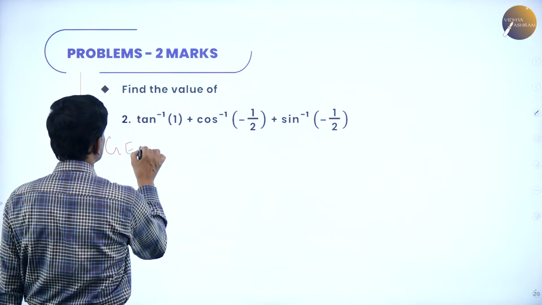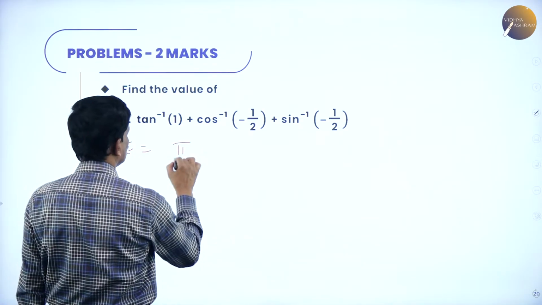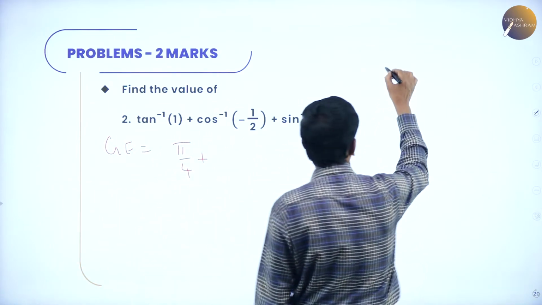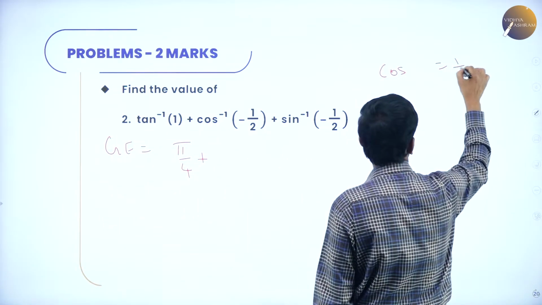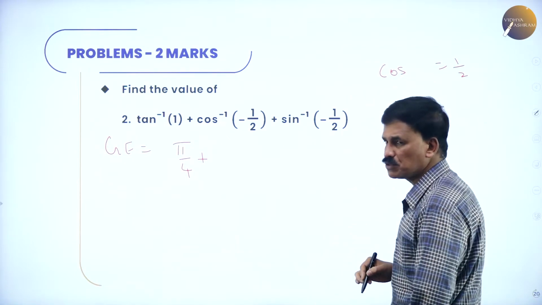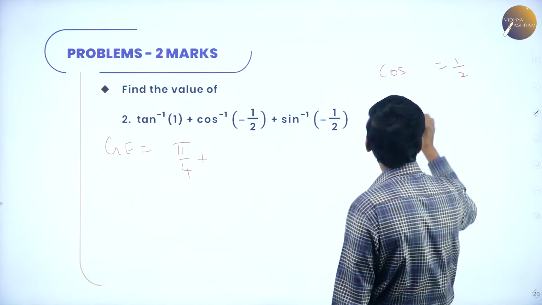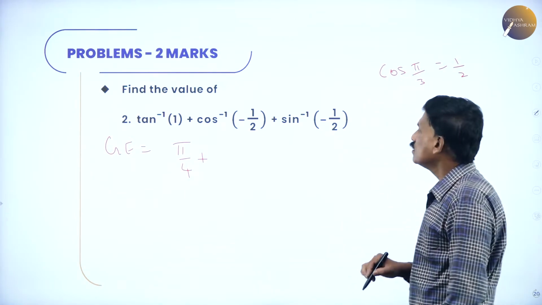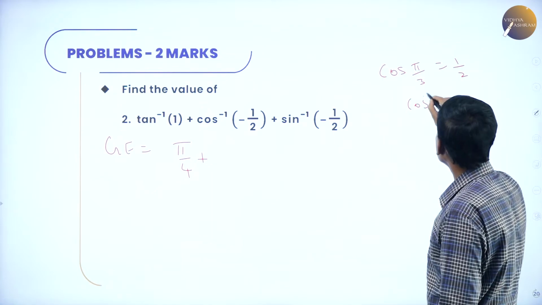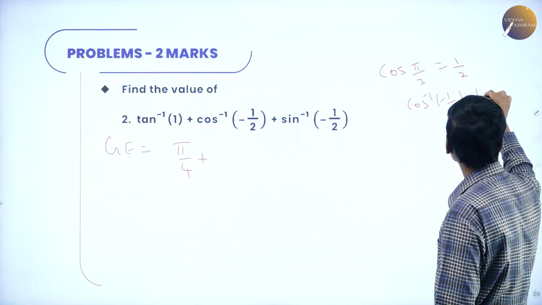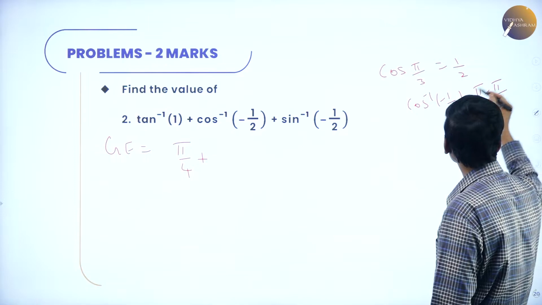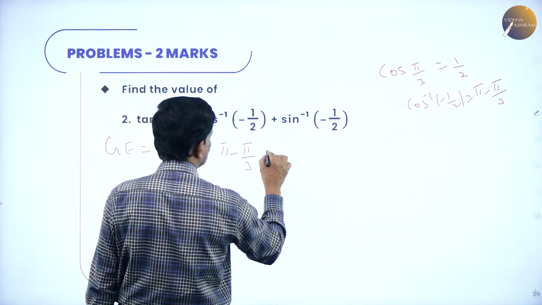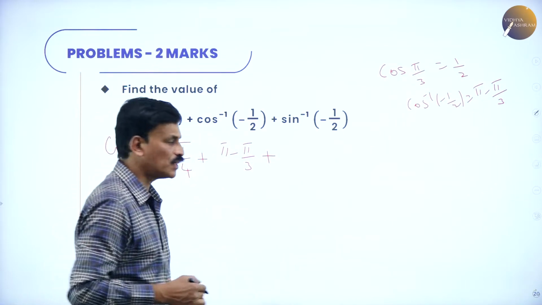So, the given equation is tan inverse of 1, which is pi by 4, plus cos inverse of minus 1 by 2. What is the value of theta for which cos is equal to 1 by 2? Cos 60, that is nothing but pi by 3. Since it is negative, cos inverse of minus 1 by 2 can also be written as pi minus pi by 3. So, this can be written as pi minus pi by 3 plus sin inverse of 1 by 2.